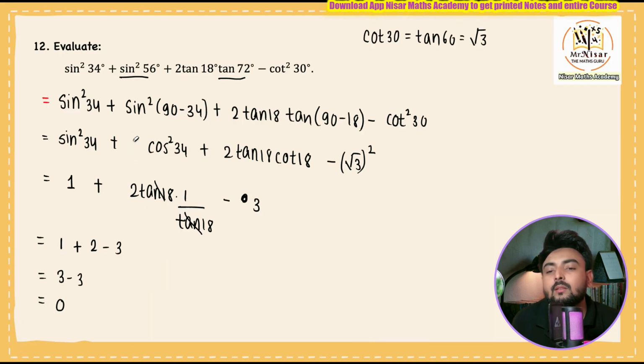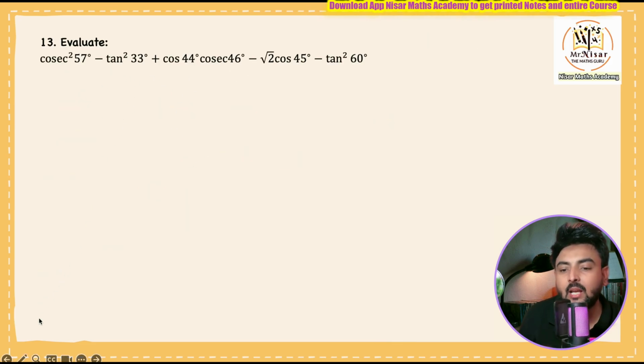Yeah, this is our answer. Simply what we did, we have to convert one of them, children, and then just write its complementary angle. It's done. Let's go ahead. So the next question we have, children, here.